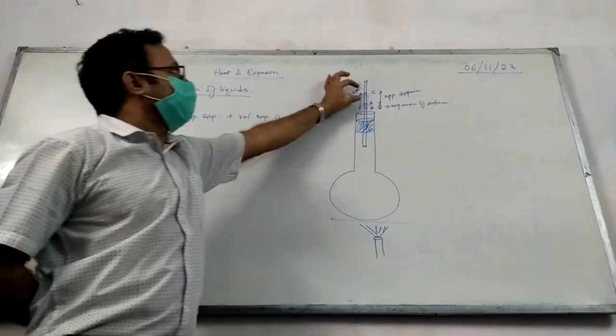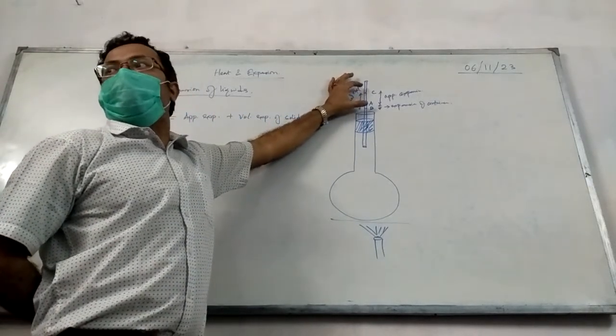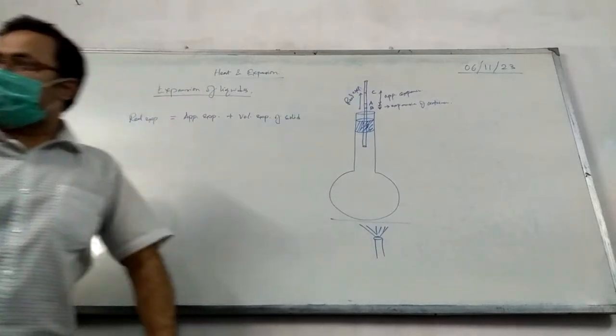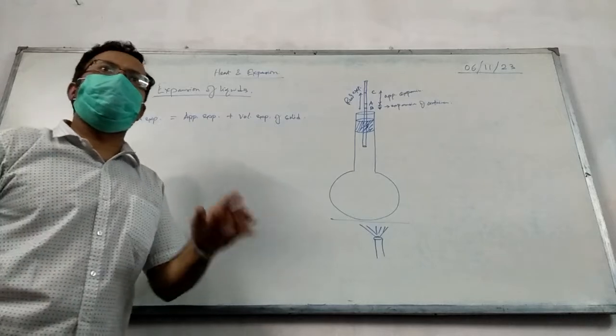Apparent expansion is the expansion from A to C. From A to C is apparent expansion, and from B to C is real expansion. Is it understood why real and why apparent? Is this clear to all of you?